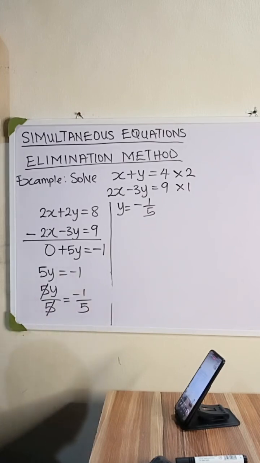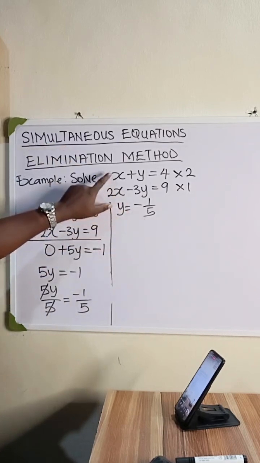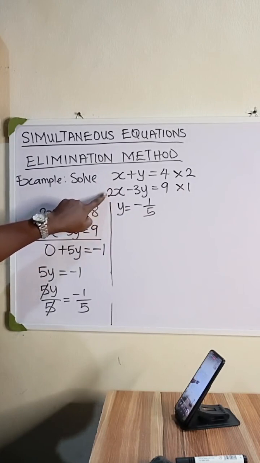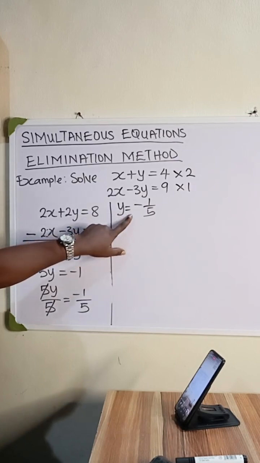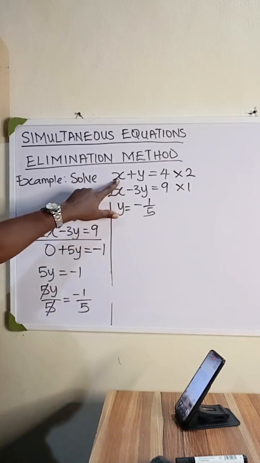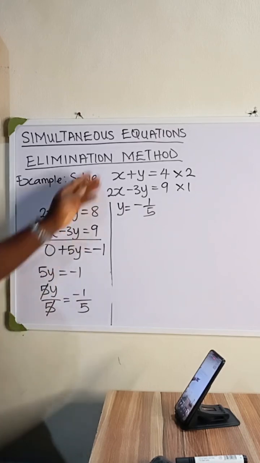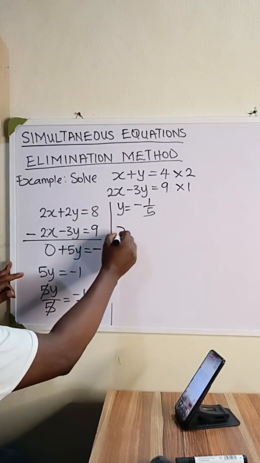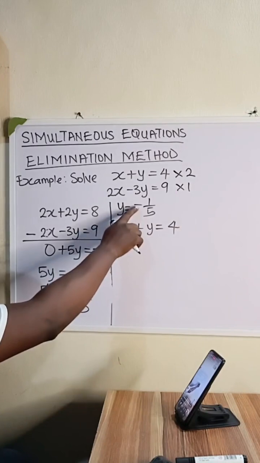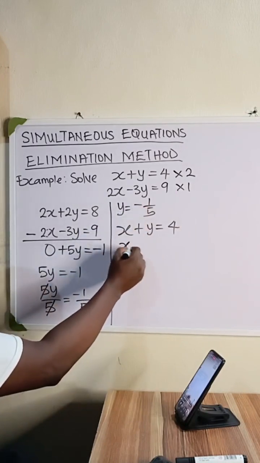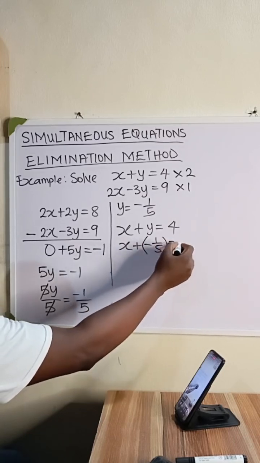In order to get the value of x, you can substitute the value of y into this equation or into this equation. Since we know y, you can substitute it here or here. So let's substitute into the first equation. The first equation is x plus y is equal to 4. If you replace y with minus 1 over 5, you're going to have x plus minus 1 over 5 is equal to 4.